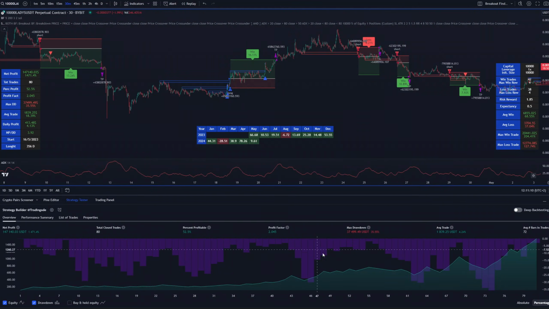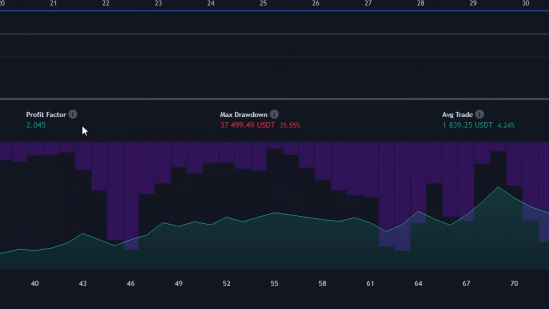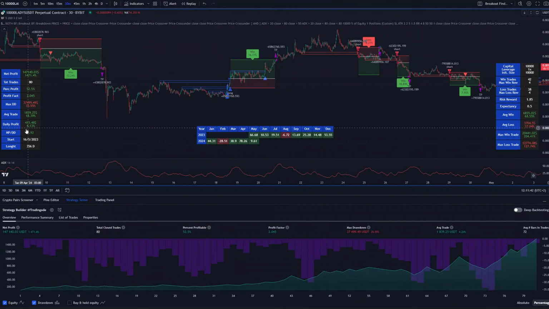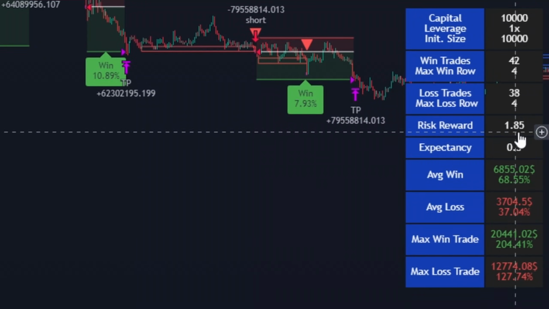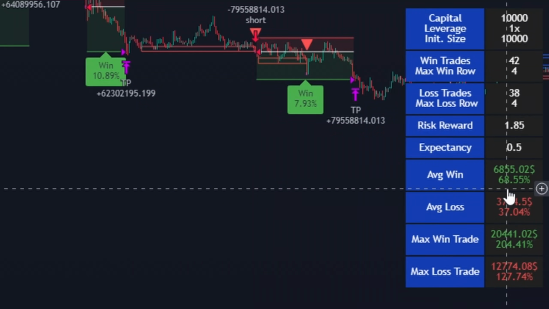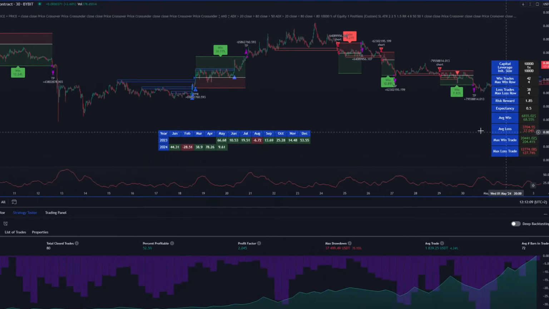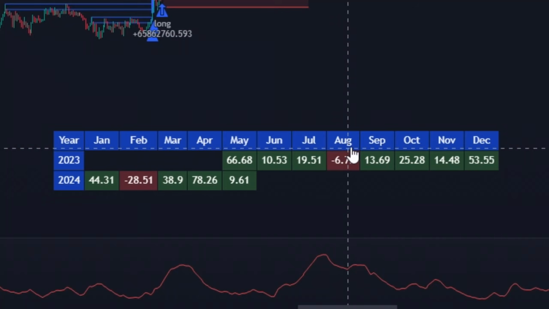And as you can see, we have a juicy equity line, net profit 1471%, 18 total closed trades, 52.5% win rate, 2.04 profit factor, 35% max drawdown, and 4.2% average trade. Net profit / drawdown 3.92, which is not so high. Expectancy 0.5, which is absolutely good. Risk reward 1.85, max win row 4, max loss row 4. Average win 78.55% and average loss 37%. Monthly table shows mostly profitable months. We have only 2 losing months, but the rest are profitable.